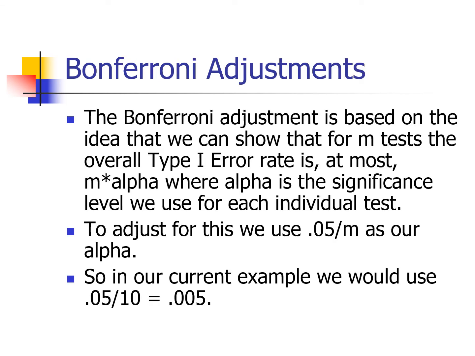So the Bonferroni adjustment is based on the idea that it can be shown mathematically that if you're doing M tests, the overall type 1 error rate is at most M times alpha, where alpha is the significance level used for the individual test, right? So if you were doing each individual test and comparing the p-value to 0.05 and you're doing 10 tests, the overall type 1 error could be as high as 50%.